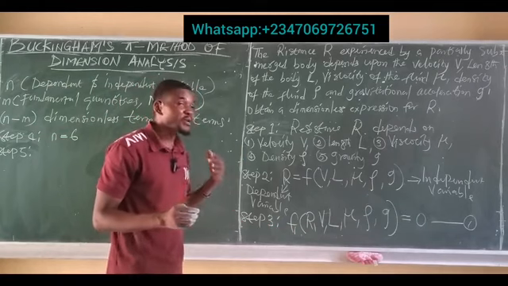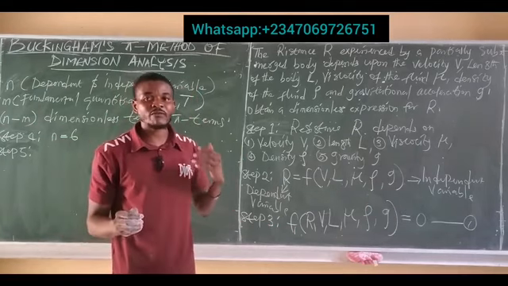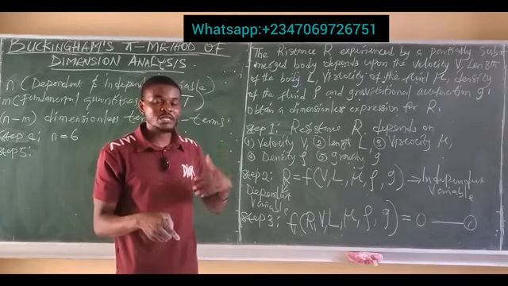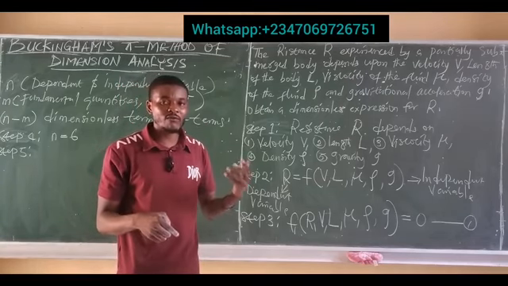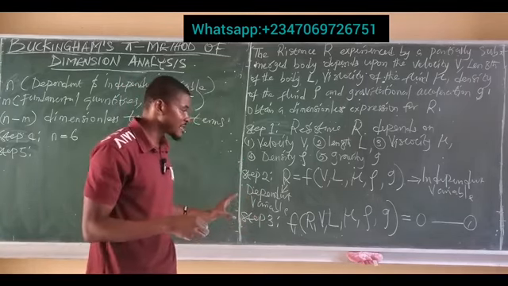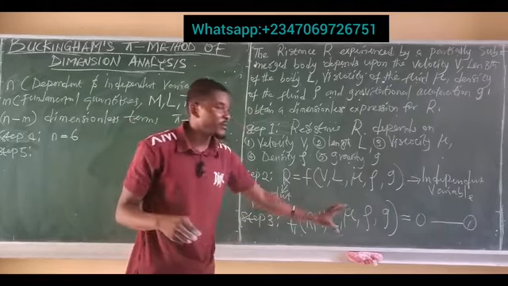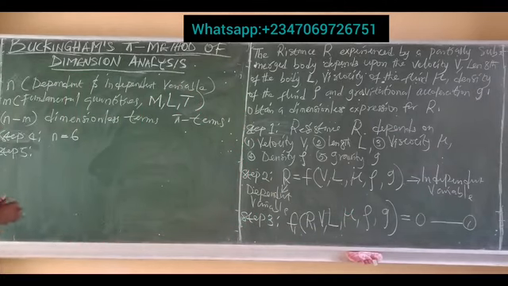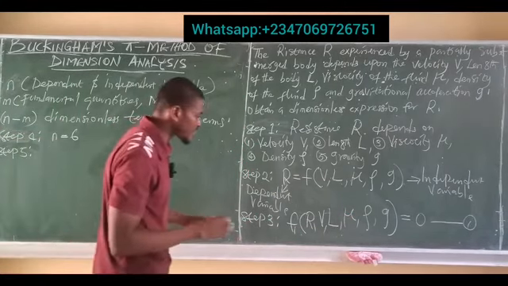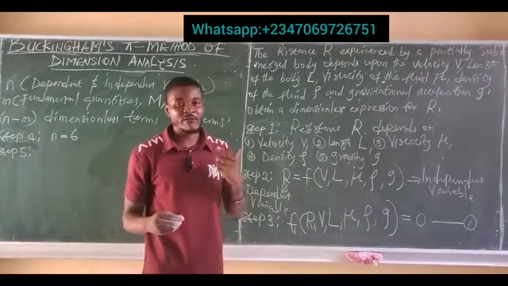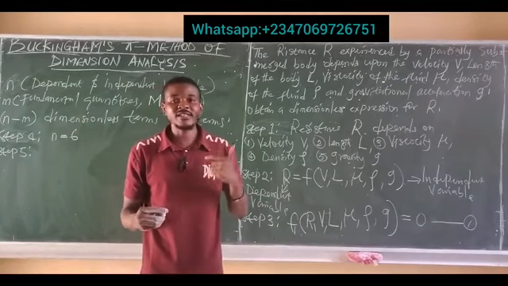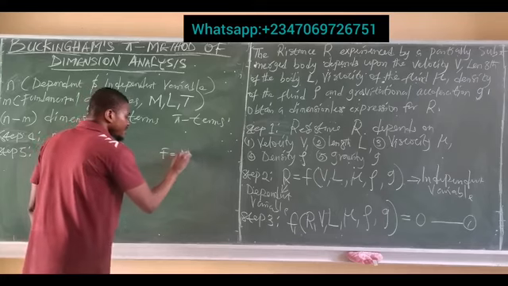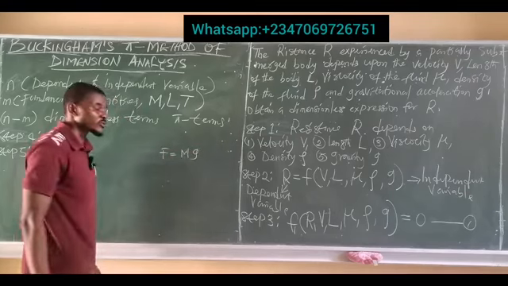I've made separate videos on Rayleigh's method of dimension analysis. I'm going to post that link in the description of the video so you can watch how to dimension physical variables. We're going to be writing the dimension of each and every term involved here. That's the fifth step. Let's start with the resistance. Resistance, mind you, is a force.